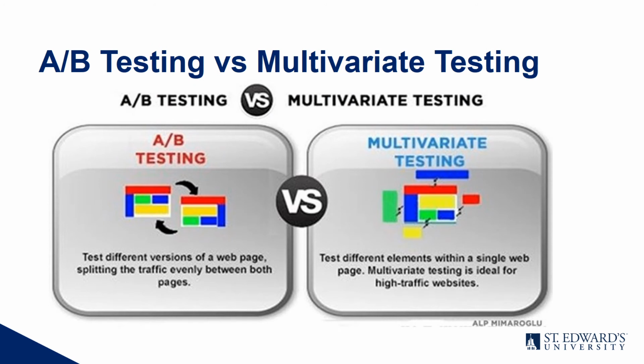A/B testing versus multivariate testing. As you can see, A/B testing is testing different versions of a web page, splitting traffic between both pages. But what you do with multivariate testing is test different elements within a single web page. Multivariate testing is ideal for high traffic websites. Multivariate again is for large groups of segments, large groups of customers. If you're a startup business or a smaller website, it's going to be harder to build multivariate testing. But if you're a major website or a bigger company, you can find a lot of value in that.